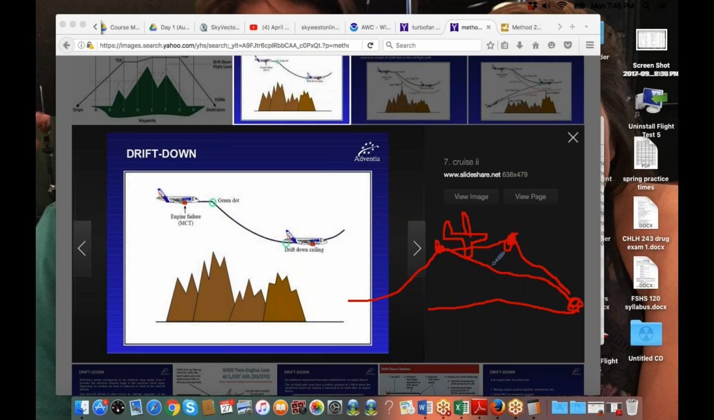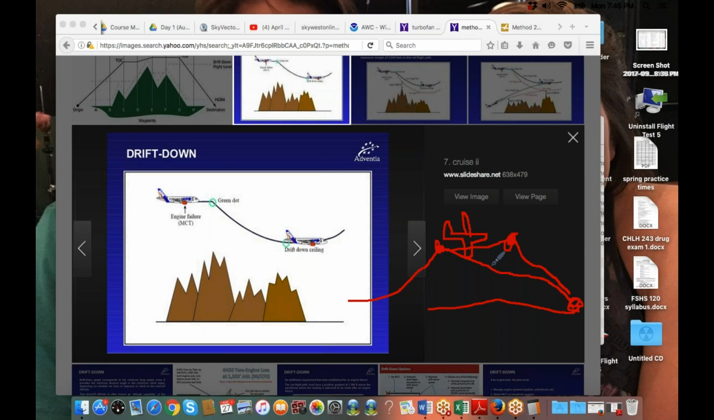So, is there a range limitation on method 1? No, just means you can get there. I think the range would be just your glide ratio. Yeah. Oh no, you still got an engine, so you'd be less efficient, but you could make it, right? Yeah, you can make it.